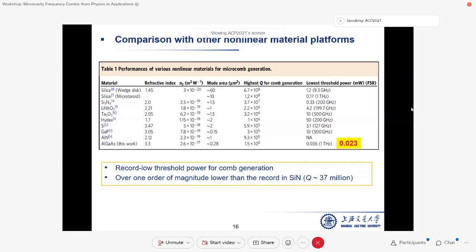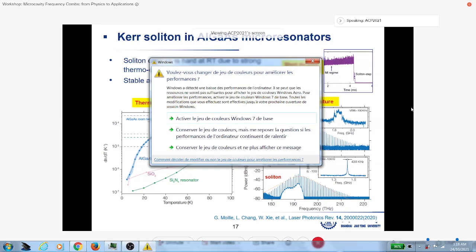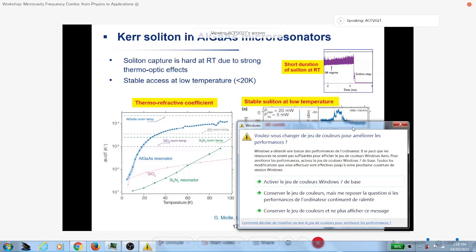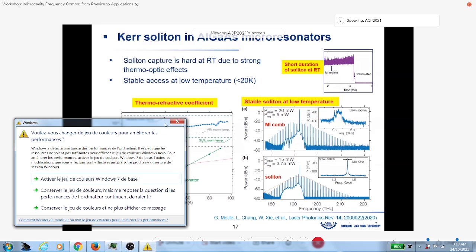We also want to access the current soliton in LGAS microrings, but unfortunately LGAS has a very large thermal refractive coefficient, like silicon. So for the soliton, the soliton duration is very short. So we need to operate at a very low temperature, for example less than 20 Kelvin. At this temperature, we can have stable access to the soliton, and the operation power is about 3 to 4 milliwatts.